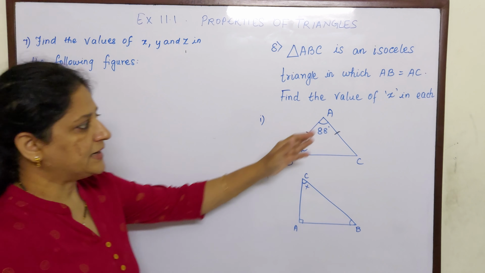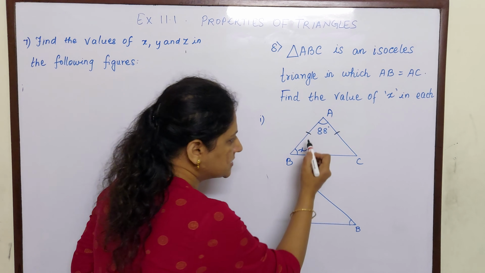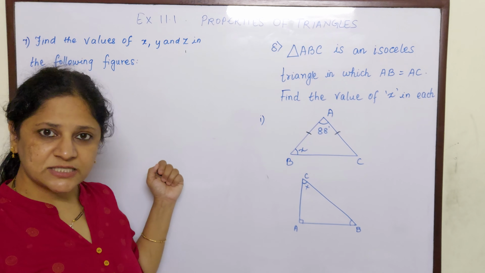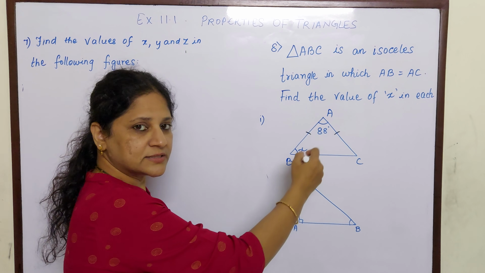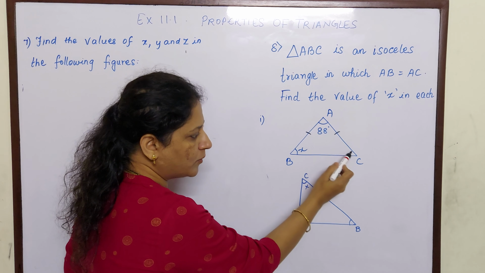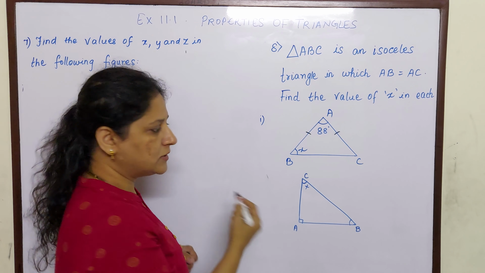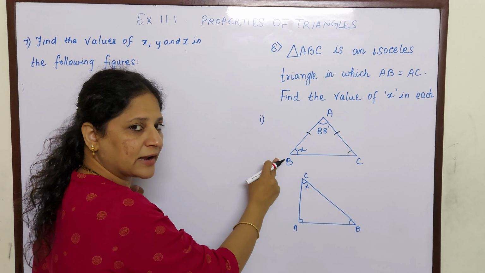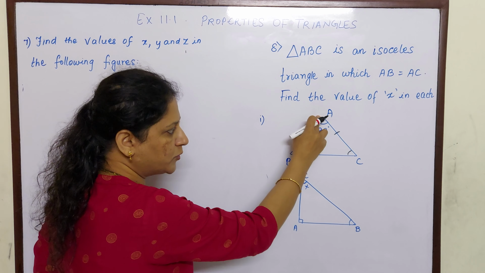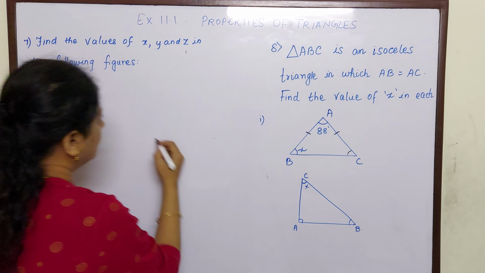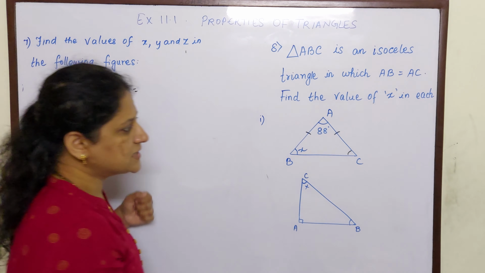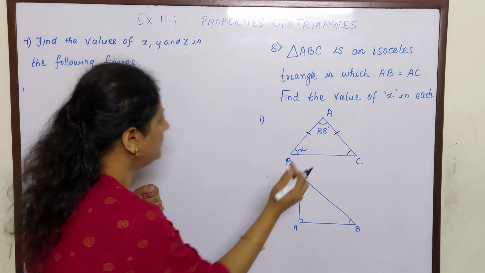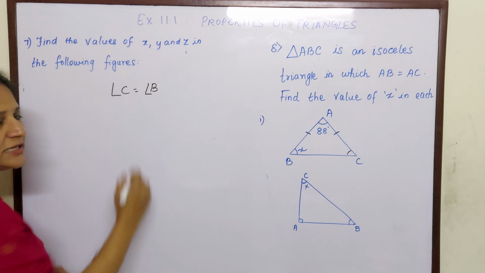Now children, AB is equal to AC. That is why this sign is put. That means this is an isosceles triangle, and just now we learned if sides are equal, then the angle opposite to it is also equal. So if side AB, what is the angle opposite to side AB? The angle opposite to side AB is angle C. And what is the side opposite to side AC? The angle opposite to side AC is angle B. That means angle C is equal to angle B.